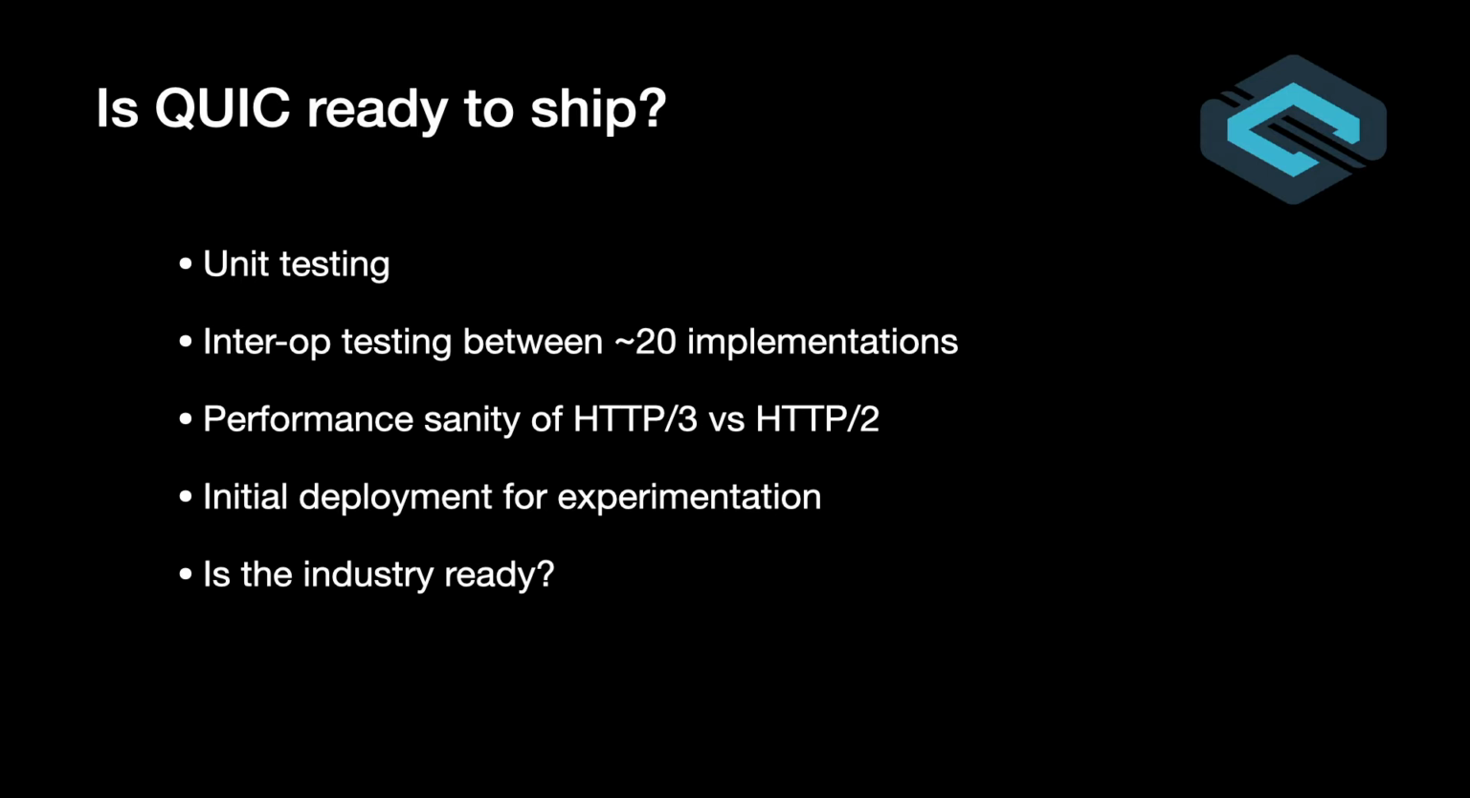Additionally, as a part of interop, there is a throughput test to ensure that HTTP 3 is no worse than HTTP 2. As of now, multiple implementations are publicly available either in production or for experimentation, and many others are joining the club as we speak. With all these efforts to test our QUIC implementations, can we say that our implementations are ready?